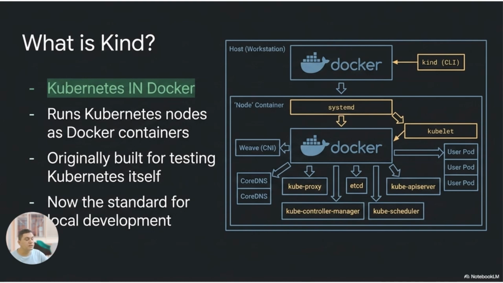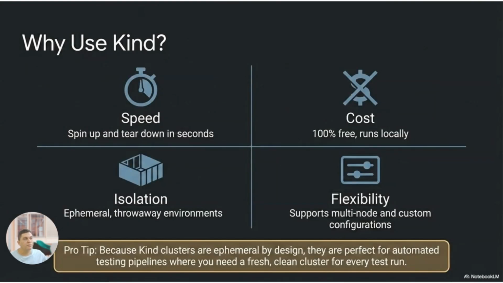If you look at this diagram on the right, all Kubernetes components are bundled together and running as a Docker container. So why should I use kind?